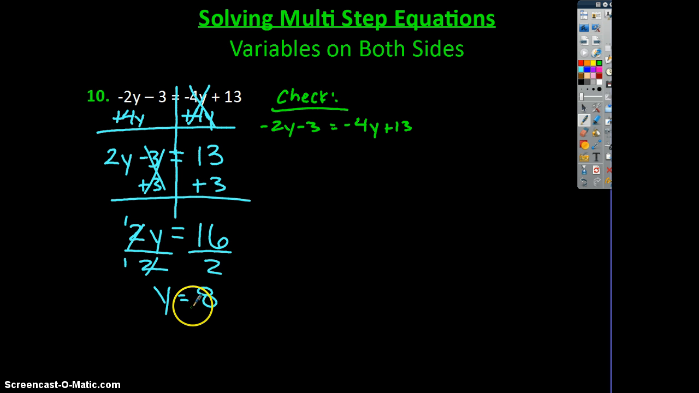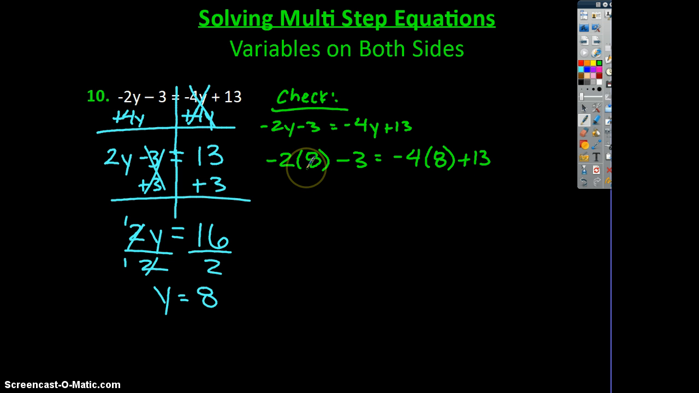I'm going to take a look at my check. I'm going to substitute in this 8 every time I see a y. So I have negative 2 times positive 8, and then that result minus 3. And then again, I have a negative 4 times positive 8 again, plus 13. And these need to be equal. They need to be equivalent.